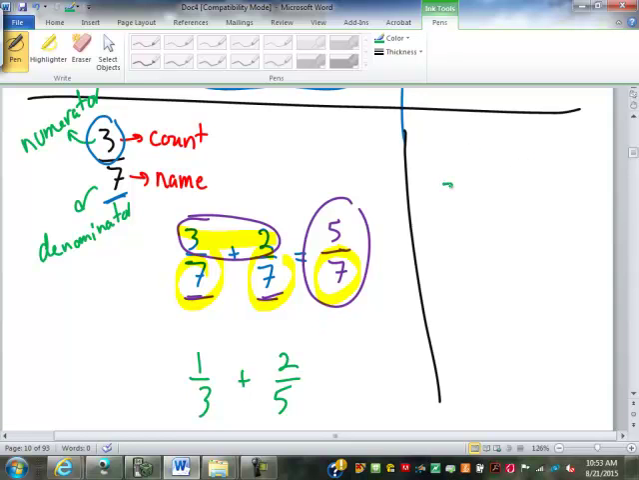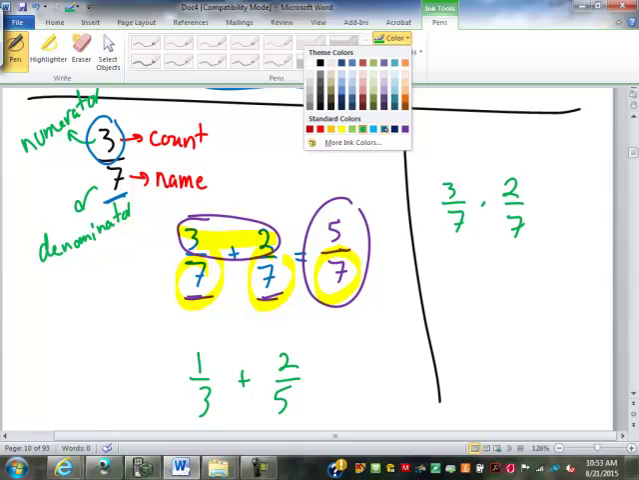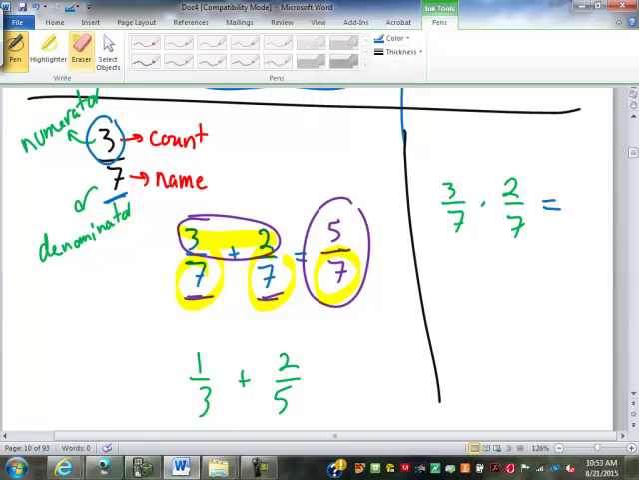On the other side over here, though, if we're multiplying 3/7 times 2/7, how are we taught to multiply fractions? Multiply straight across, right? 3 times 2 is 6. 7 times 7 is 49. Again, that's not a special process for fractions. When we multiply any numbers, we combine the counts and then also combine the names.